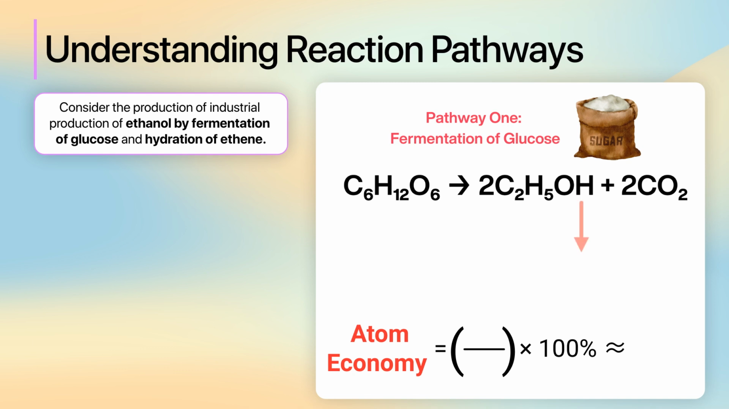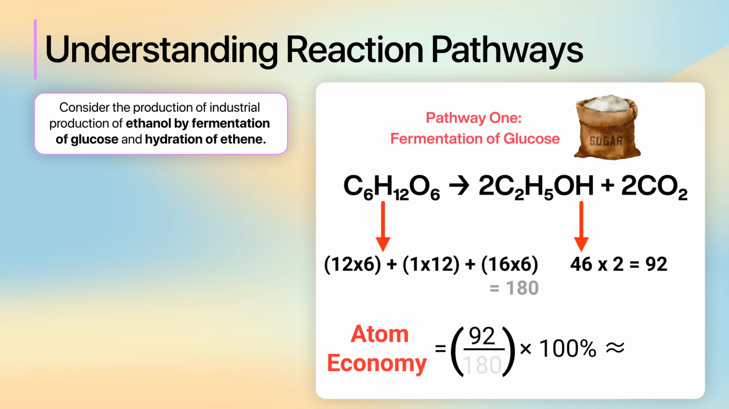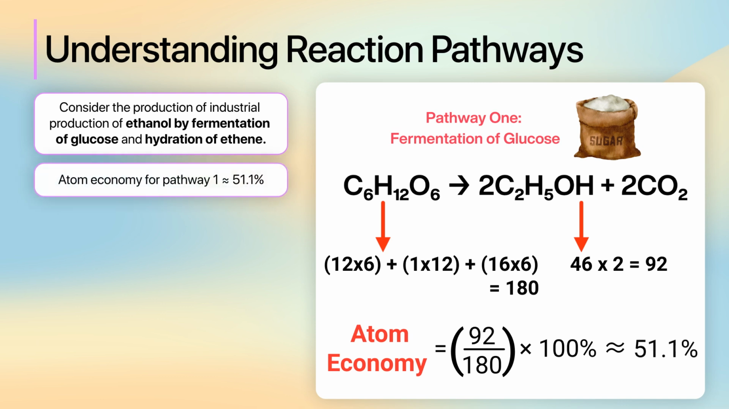C2H5OH has a relative formula mass of 46. Since 2 moles of it are produced, the produced mass is 92. The mass of reactants, that is, the mass of C6H12O6, can be calculated to equal 180. Therefore, the total atom economy is 92 divided by 180 times 100, which approximately equals 51.1%, as we found in the last lesson. Now, let's work out the atom economy for pathway 2.